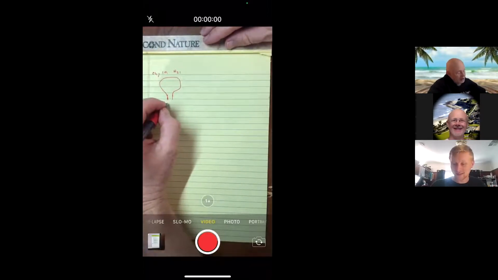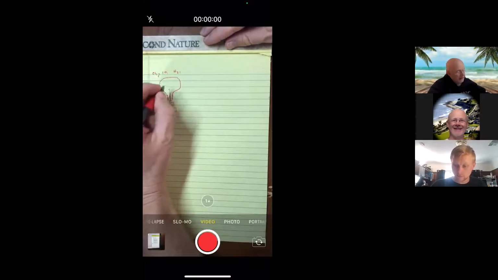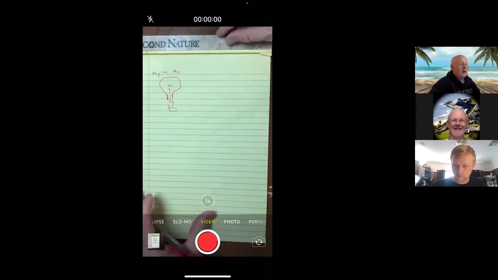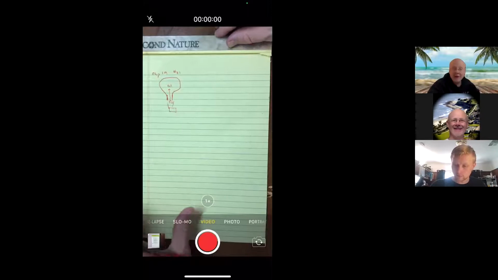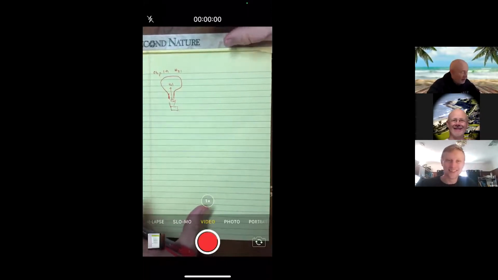Of course, they have a basket hanging underneath it and a big old flame here making it hot inside. Okay. That's a terrible looking balloon. But okay, so there's my hot air balloon.